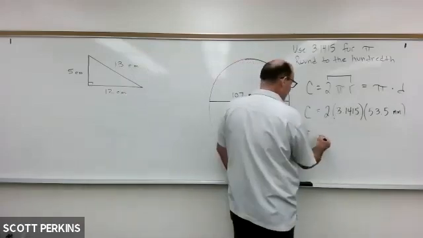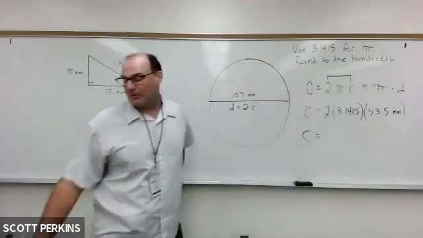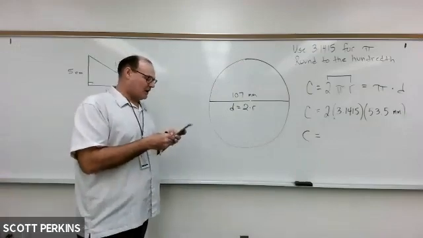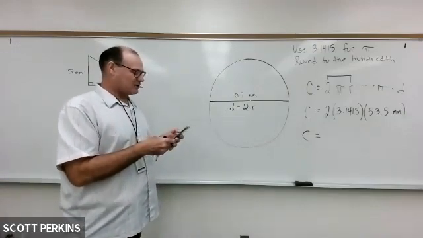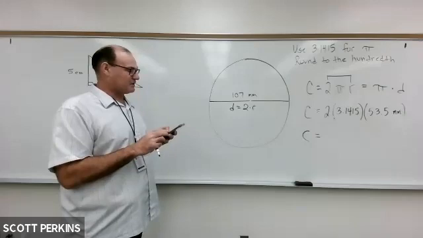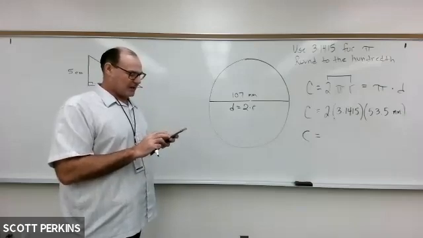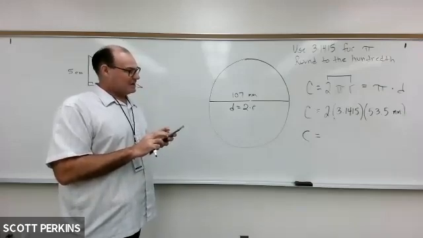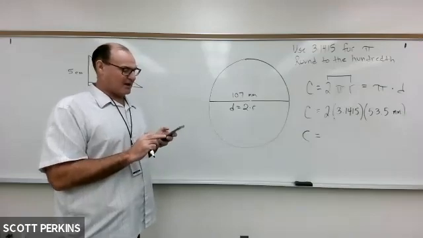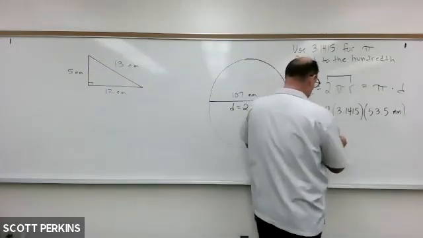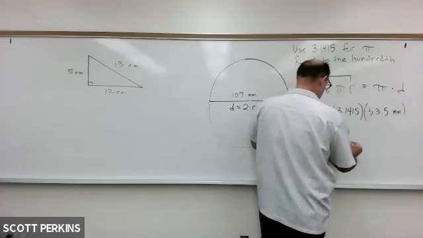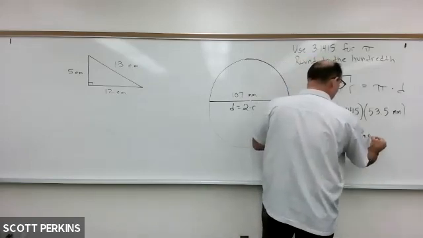Now my circumference is equal to, and it's a calculator problem, I'm just going to throw this into my calculator. You can compare your answer with mine, and if you have any questions about why yours is different, let me know. 2 times 3.1415 times 53.5 turns out to be, rounded to the 100th, 336.14 millimeters.